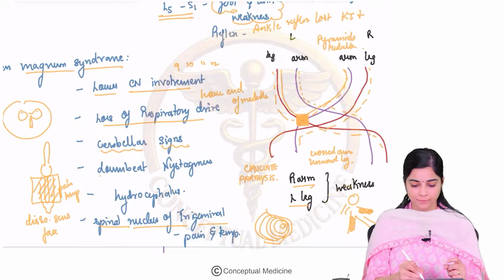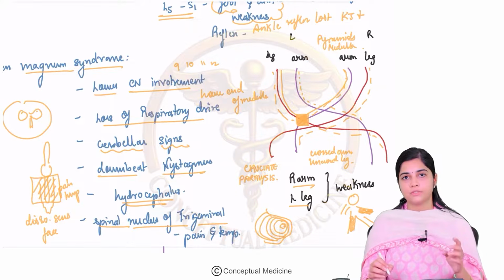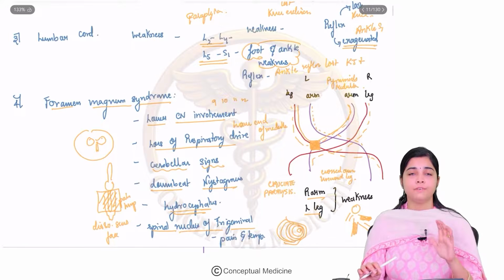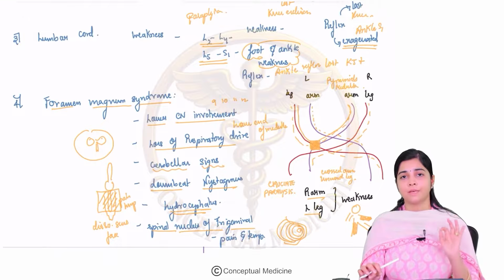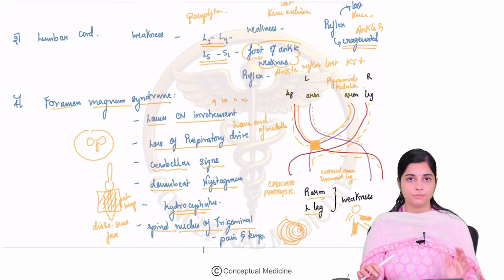Apart from that, involvement of the cerebellum can cause downbeat nystagmus, and you can have obstruction to the CSF flow causing hydrocephalus. Okay. So this is a very strange syndrome, foramen magnum syndrome. Each and every point is important, and I've tried to explain the reason behind the same.